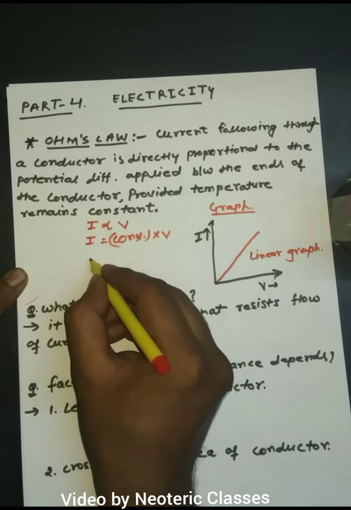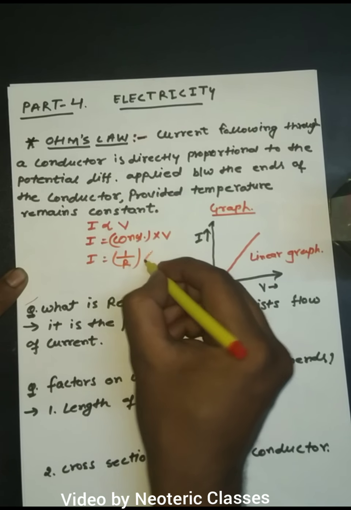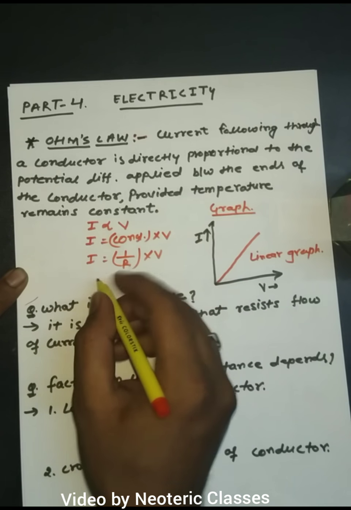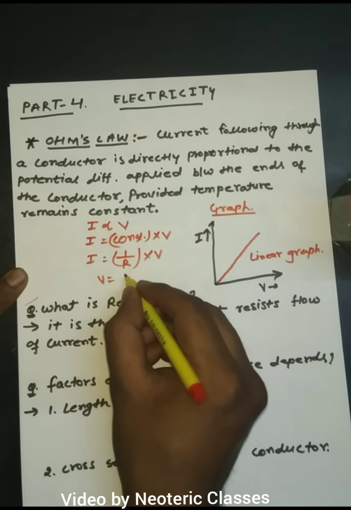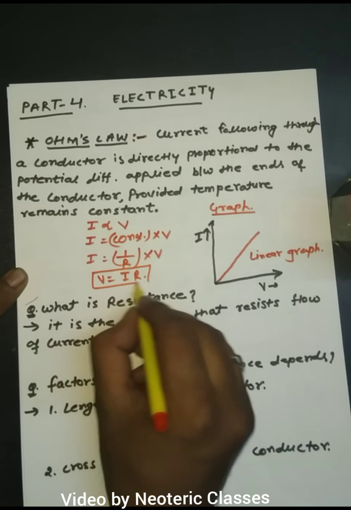What was that constant? That constant is 1 by R, so I is equal to 1 by R into V. So we can write that V is equal to IR. This is the final result of Ohm's law, friends.